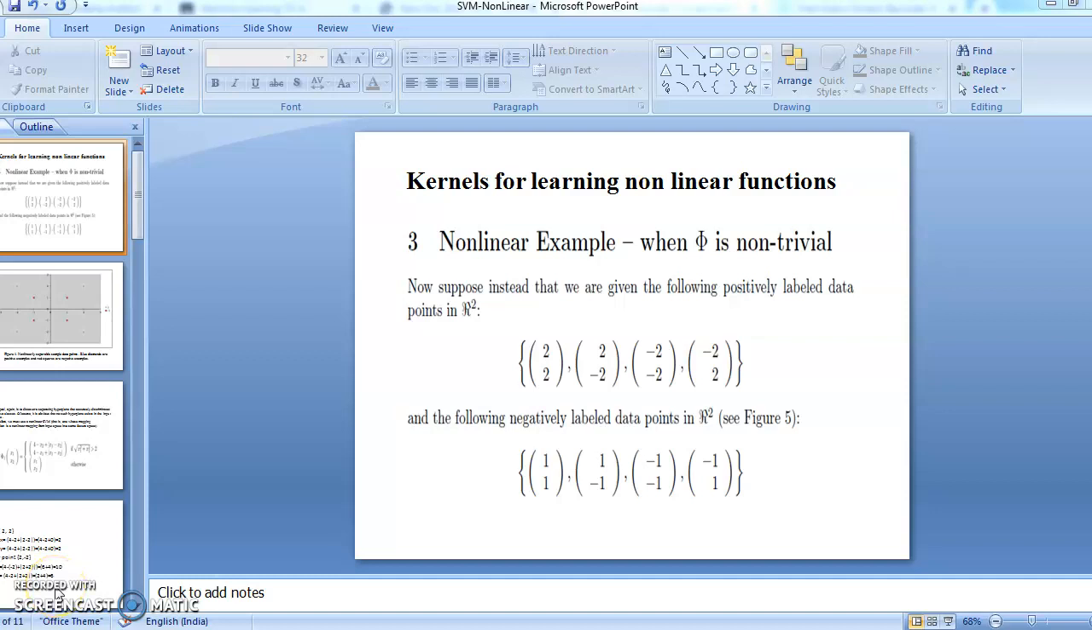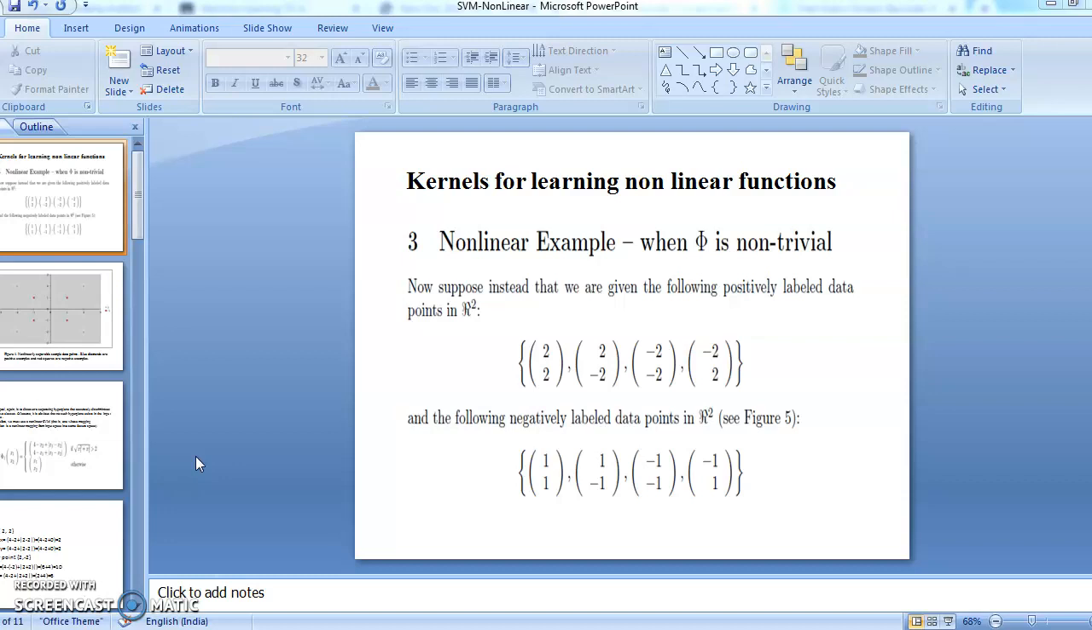Hello everyone. Now we will see the next topic, that is identifying kernel for learning nonlinear function for the SVM. In the previous example we have seen the example for linear SVM. So what do you mean by the linear SVM? The given data points are already classified into two different classes.